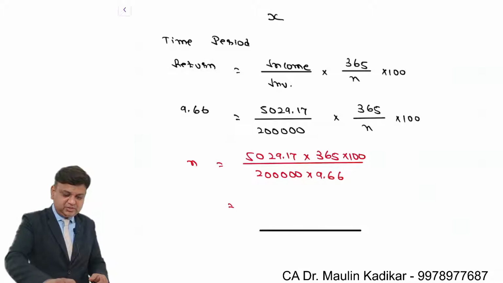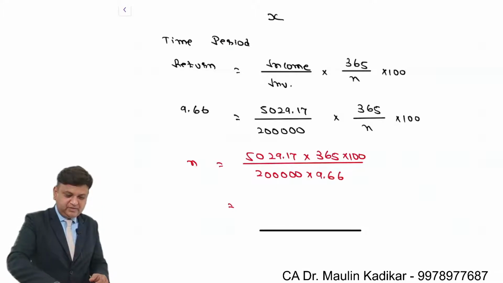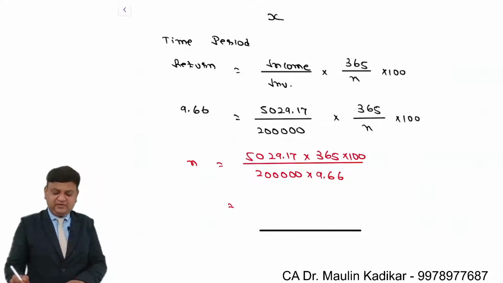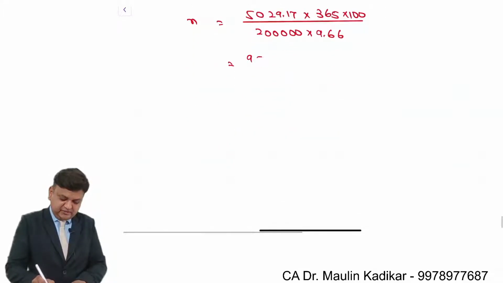5029.17 into 365.00 divided by 2 lakhs divided by 9.66. It comes to 95.01. So it is 95 days.